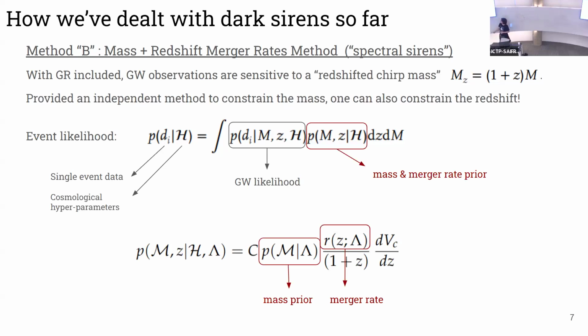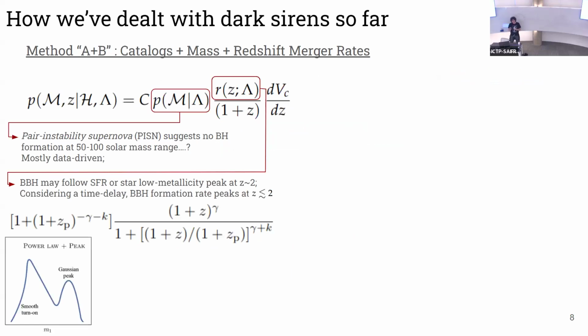So this is how they usually write it. It's just like a normalization constant, times the mass prior that you must model, and the merger rate also. And so what they actually do in practice is to use both of these methods, A and B. So for method B, which is this mass and merger rate prior method, you must have a way of modeling your mass distribution and your merger rate.